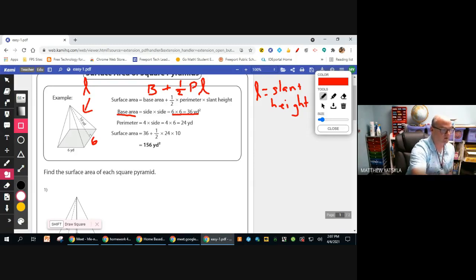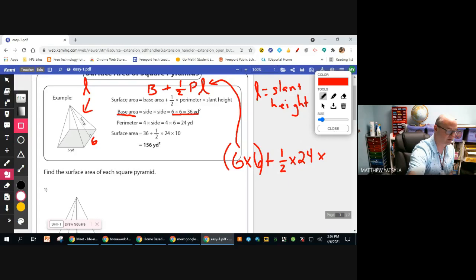So if I was going to use this formula here at the top, I would use my base, which is 6 times 6, plus 1/2 times my perimeter, which is going to get me 24, times my slant height, which was 10. All right. Want to multiply that together? I get 156.